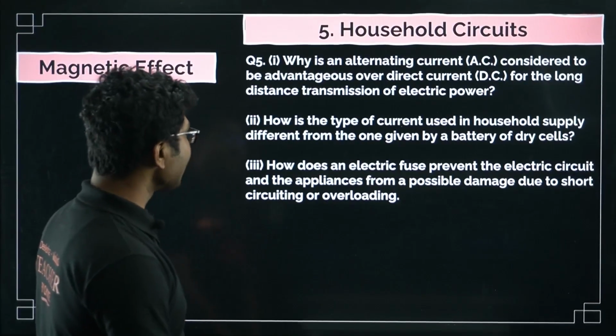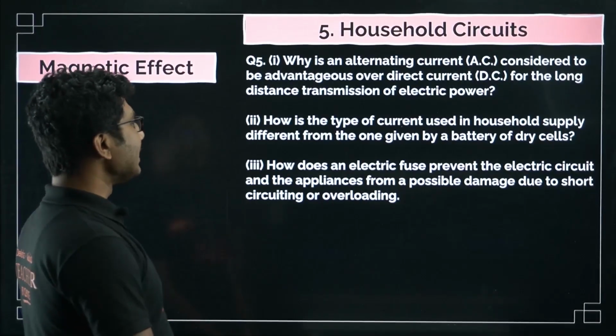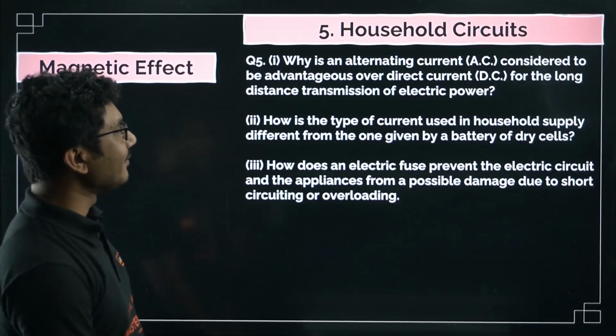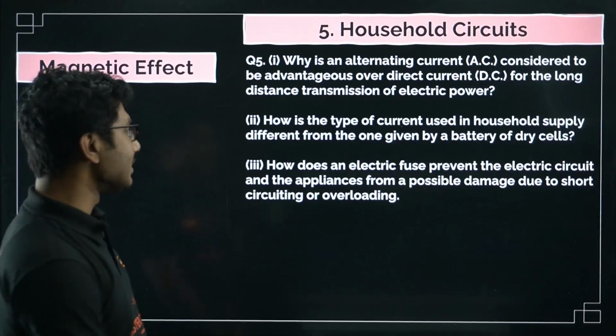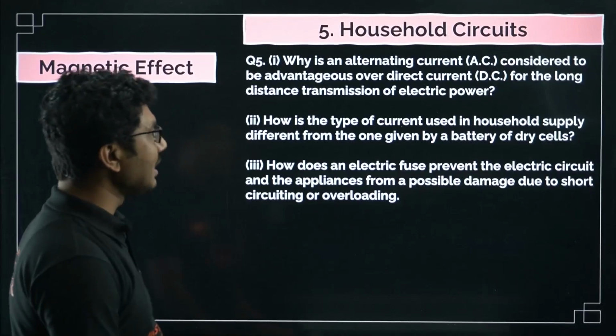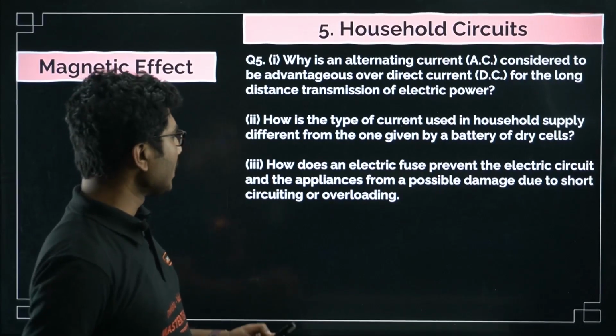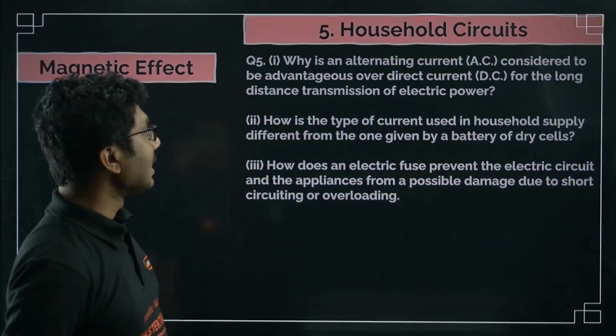Okay, next question, how is the type of current used in household supply different from the one given by a battery or dry cells? Third question, how does an electric fuse prevent the electric circuit and the appliances from possible damage due to short circuiting or overloading? Let's see the answer.